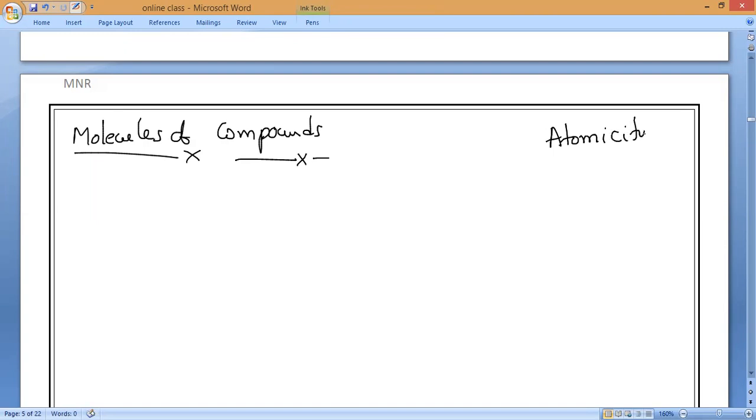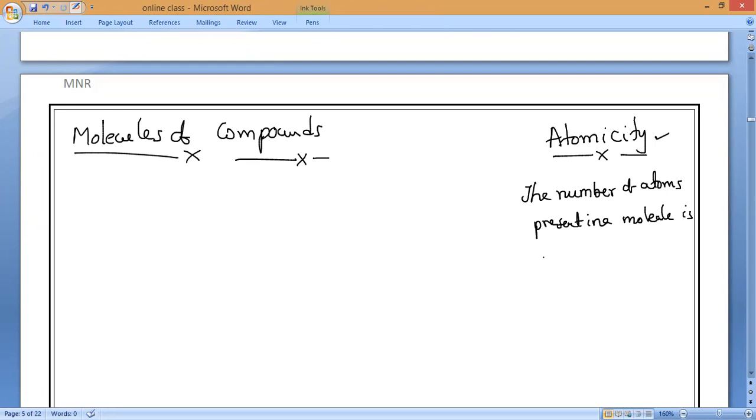Can anybody read the definition of atomicity? Yes, please. The number of atoms present in a molecule is called its atomicity.